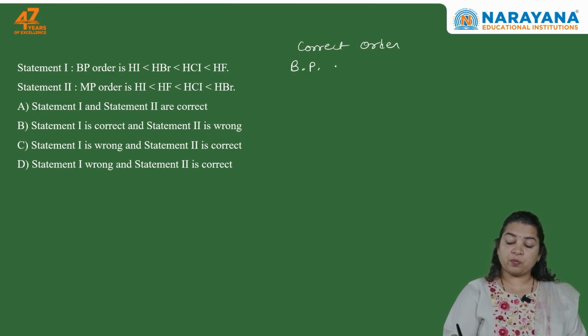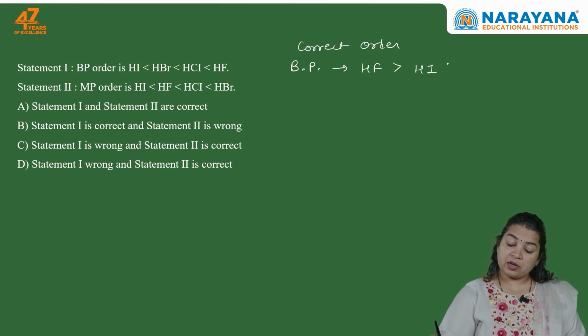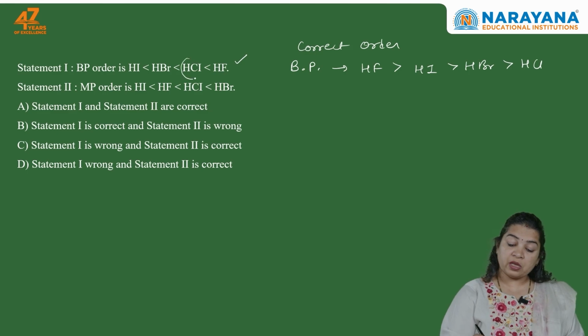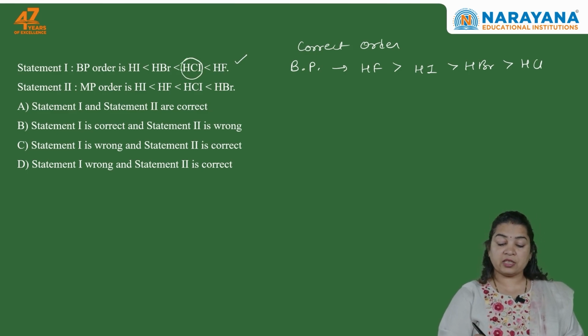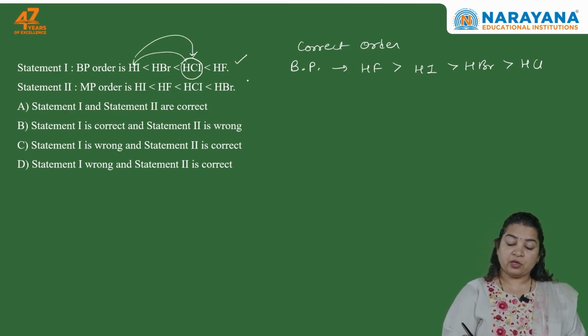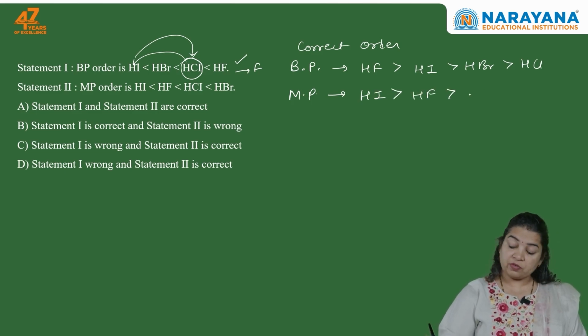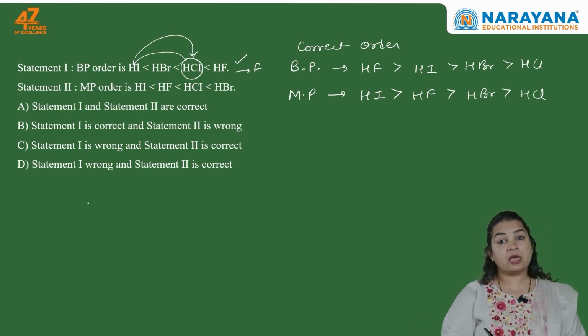So for boiling point, as per our studies or as per our NCERT, it is HF. Okay, good, they have given HF. But after that, it should be HI. They have given HCl. HCl should be in the last, HI should be here. So that makes this first statement false. Coming to melting point, HI has the maximum, then comes HF, then HBr, and then comes HCl.